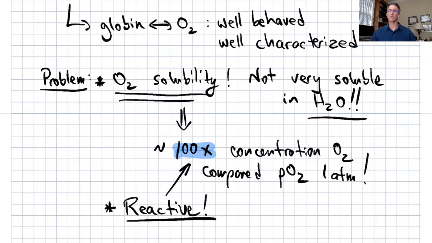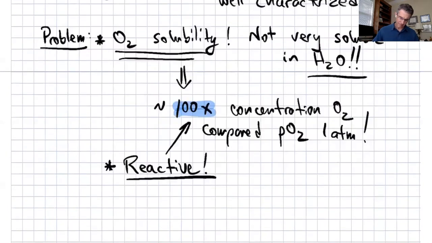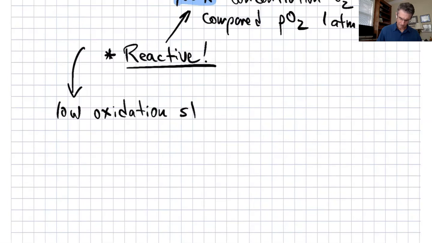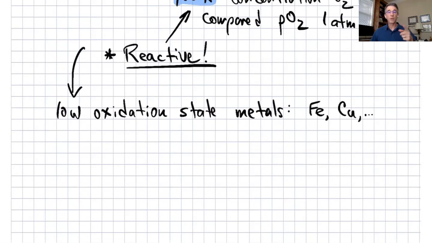So we got to come up with a way to solve that problem. All right, so we got a solubility problem. We got to keep the stuff under control. How do you do that? Well, it turns out part of the answer to this problem is that low oxidation state metals, for example, iron, copper, a few others, are really good at binding oxygen, right? These guys will bind oxygen really well and interact with it, right?